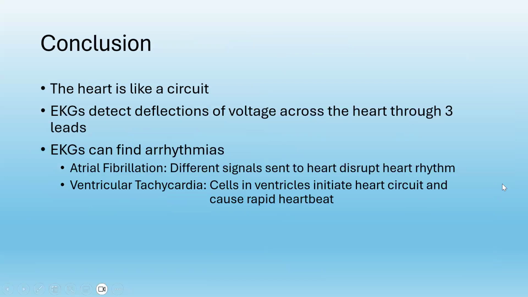So in conclusion, the heart is a lot like a complex circuit. EKGs detect deflections of voltage across the heart through three different leads, on a voltage versus time graph. And EKGs can find different arrhythmias, including atrial fibrillation, which is when different signals sent to the heart disrupt heart rhythm, and ventricular tachycardia, when cells in the ventricles initiate the heart circuit and cause a rapid heartbeat.